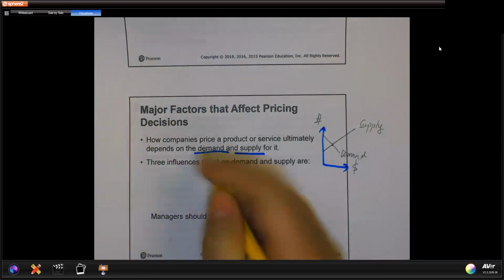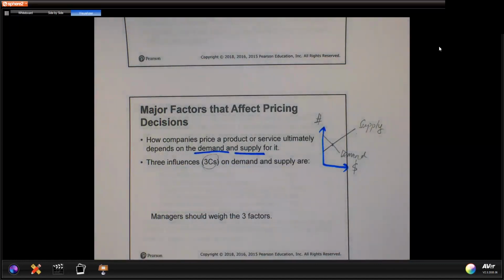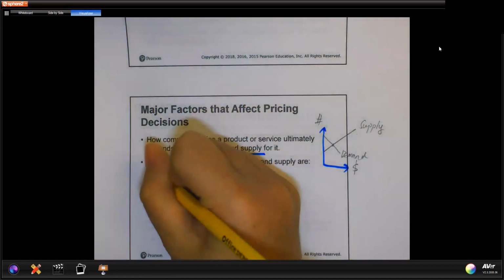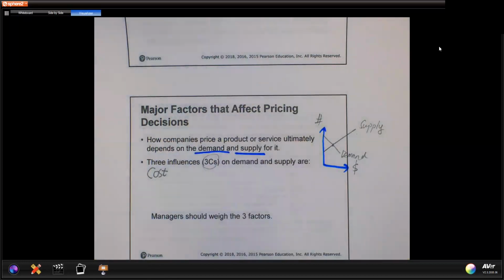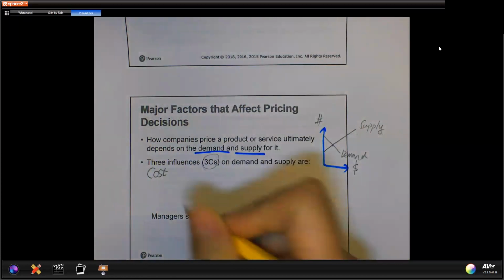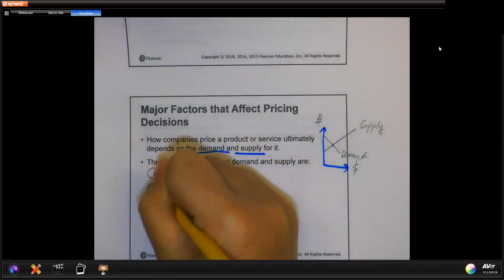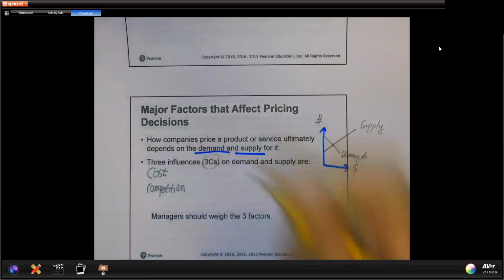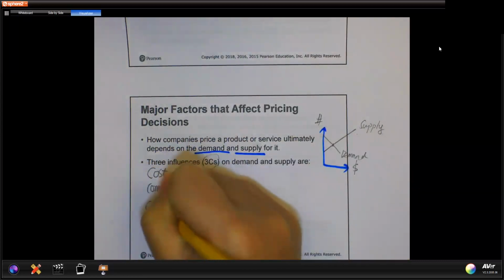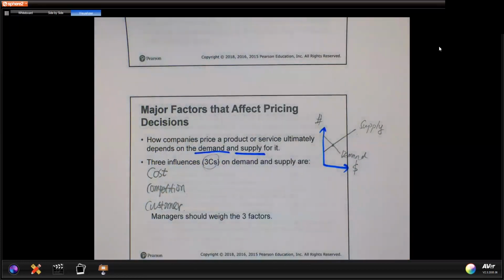The first, we call it the three C's because all these three words start with the letter C. Think about this. Pause the video, think about what will affect the demand and the supply. You have a cost, right? Then you also have competitors, competition, and then what else? You also have customers, right? Those three things will affect the demand and the supply, which will eventually affect our selling price.